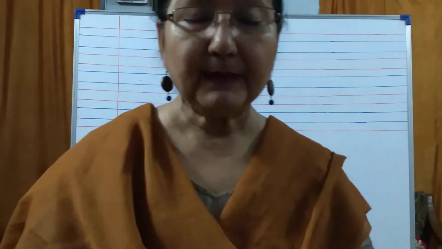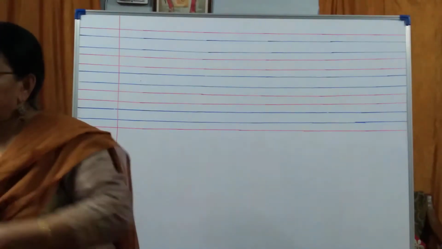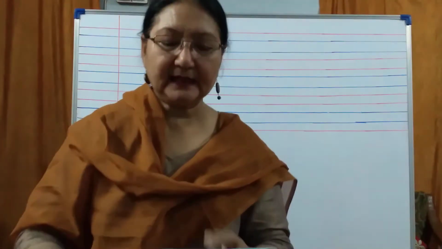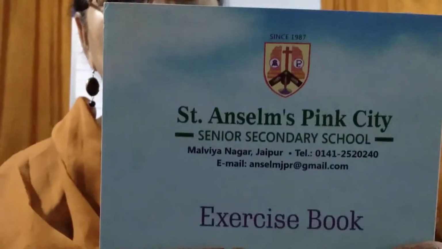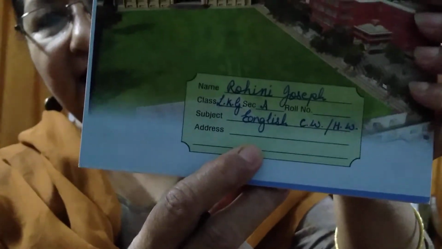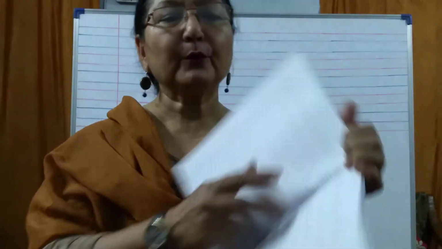Now ma'am is going to teach you to write in your CW copies. This is your English CW copy. Here it is written English CW. Everybody can see? Yes, very good. All of us will open a new page and you will write in this. I'll show you how to write C.